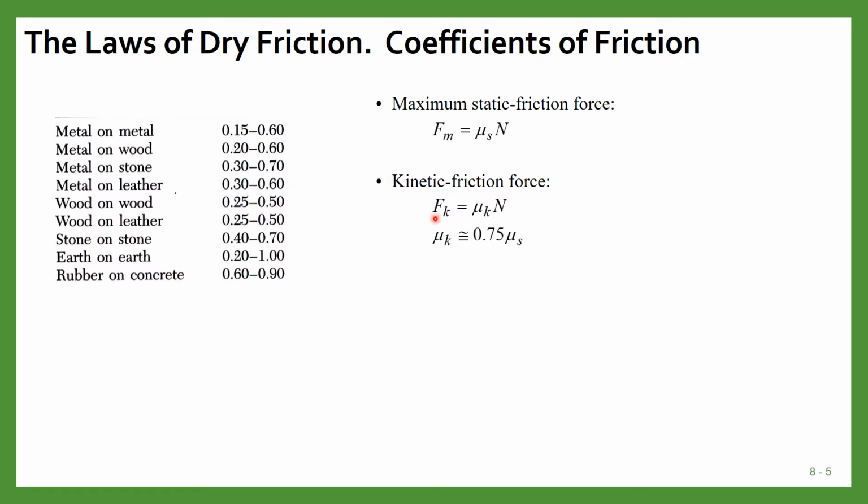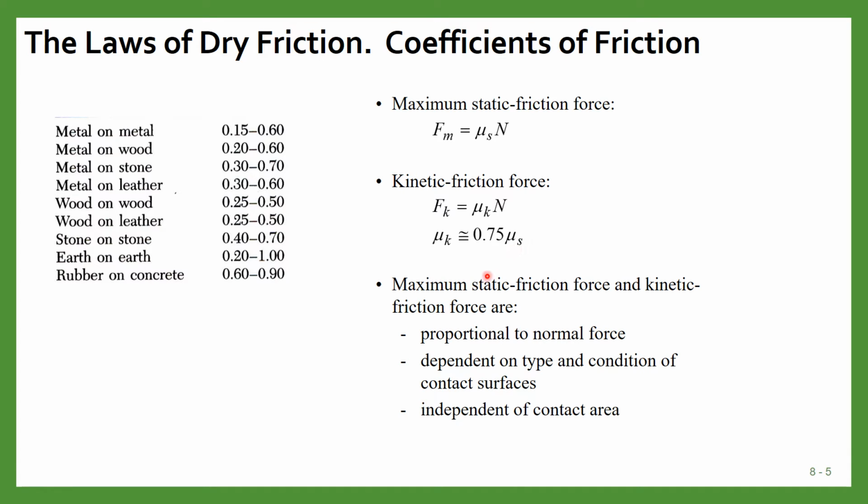As we know, the kinetic friction force is slightly lower than the static friction, approximately 75% of the static friction force. The maximum static friction force and the kinetic friction force are proportional to the normal force. So from this law you can say that these forces are proportional to the normal reaction force, and they depend on the type and condition of the contact surfaces, because the value of mu s changes with the surface. So there are two variables, N and mu s.